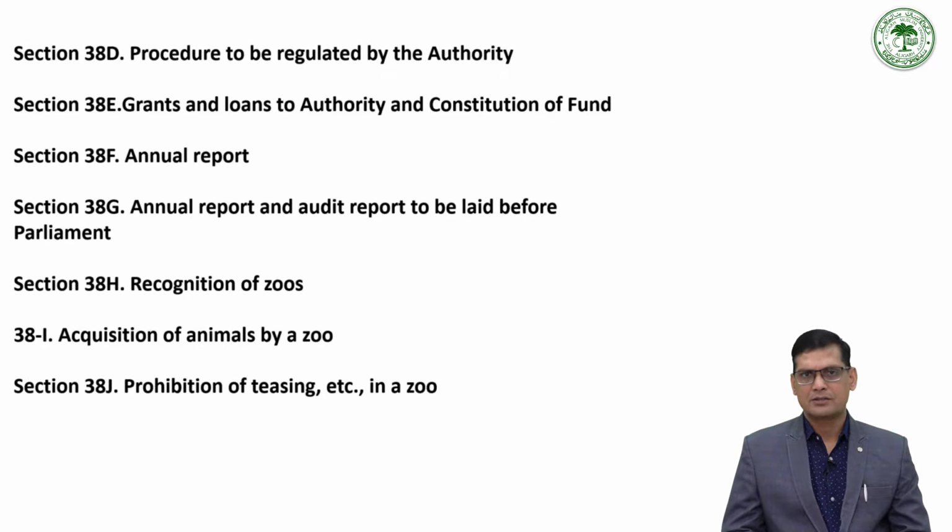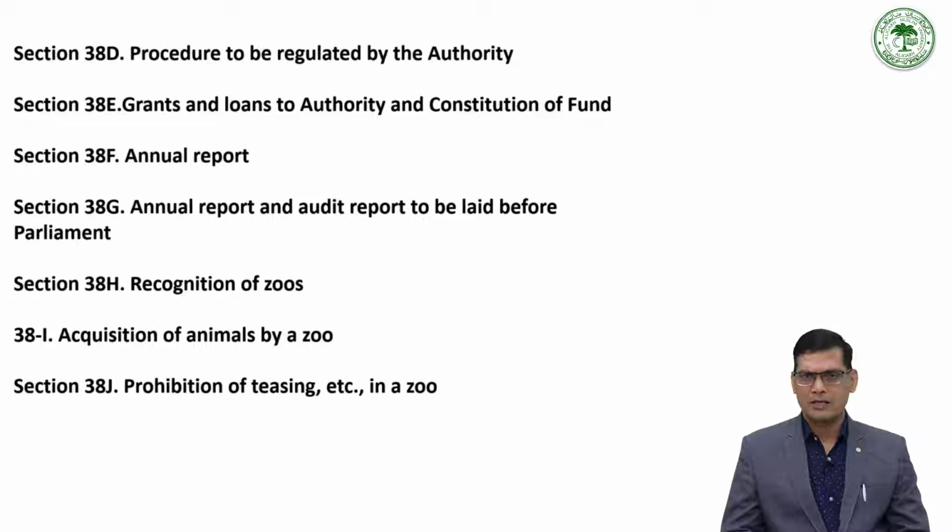Section 38D to Section 38G talks about the procedure followed by the authority, grants and loans from the central government, annual report preparation by the authority and submission of the report to Parliament. Section 38G deals with recognition and operation of zoos in India, and it states that no zoo shall be operated without being recognized by the authority, and a zoo shall not be established without obtaining the prior approval of the authority.